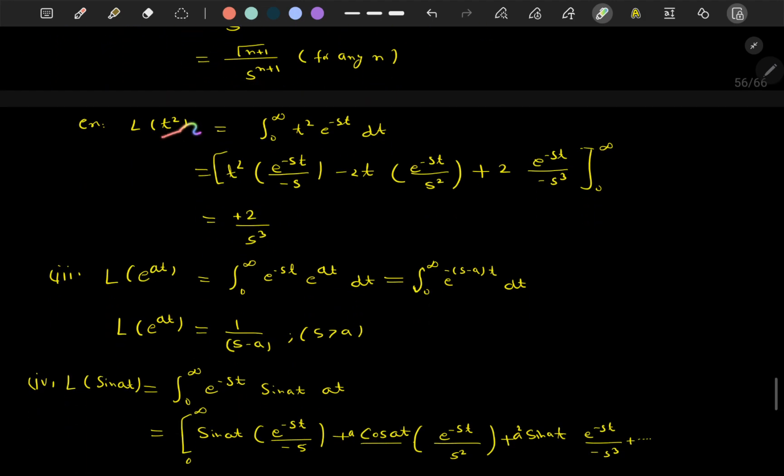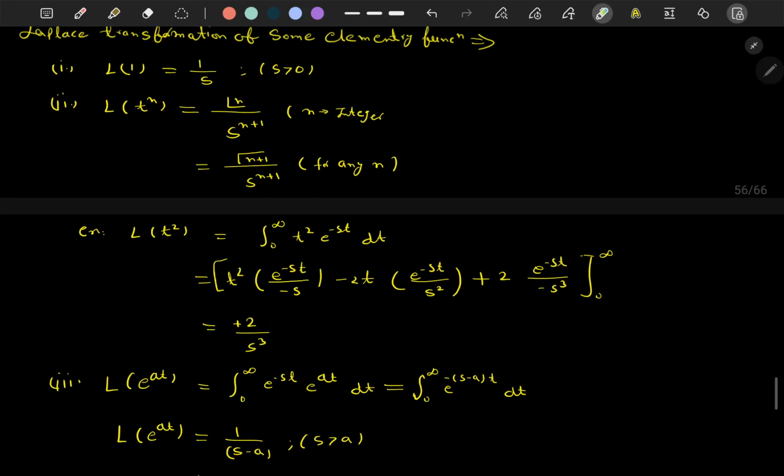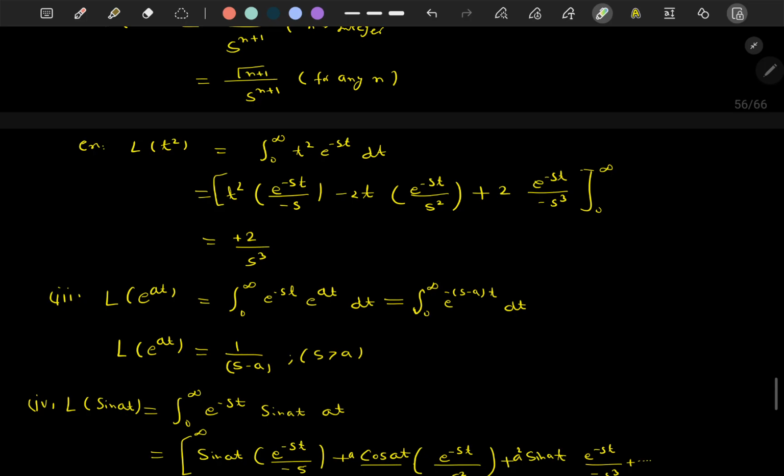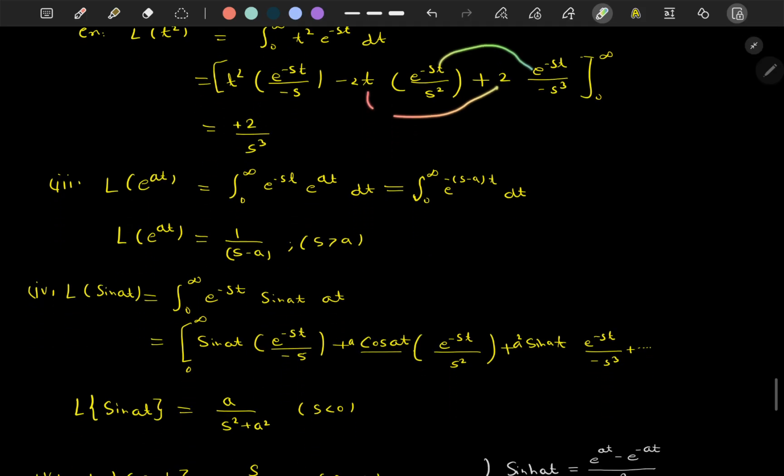Simply take t square. 2 is an integer, so factorial 2 divided by s raised to power n plus 1, है ना. देखो यहाँ पे factorial n divided by s raised to power n plus 1, t square e minus st dt. So first function integration of second function minus differentiation of first function integration of second function, का पूरा प्लस माइनस फिर प्लस, फिर इसका फिर से डिफरेंशिएशन और इसका फिर से इंटीग्रेशन. वैल्यू पुट कर लो, बचेगा 2/s³.